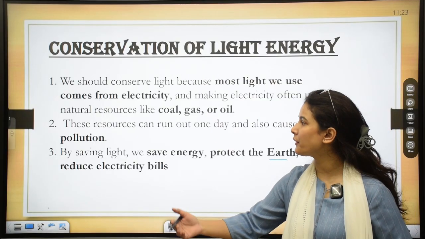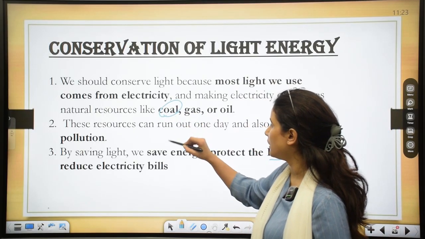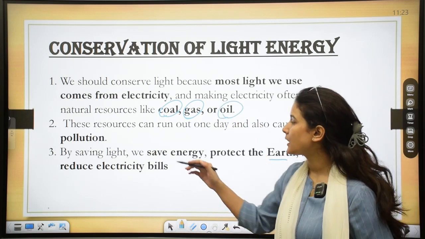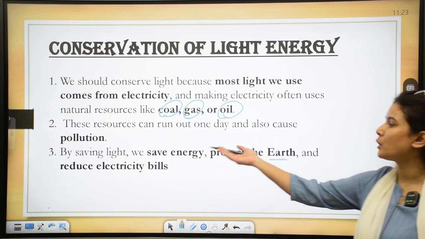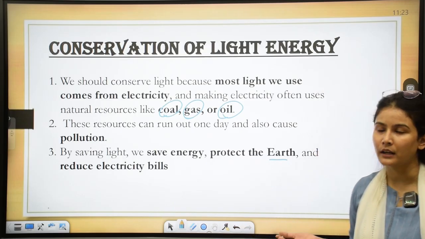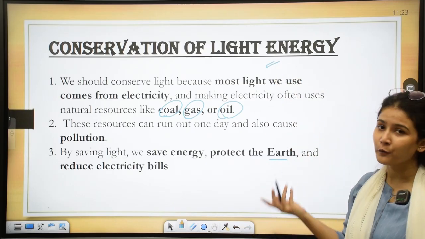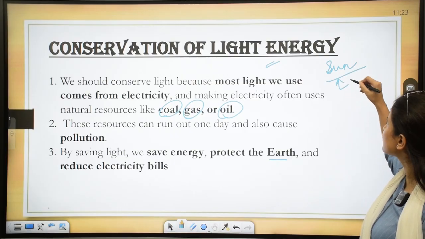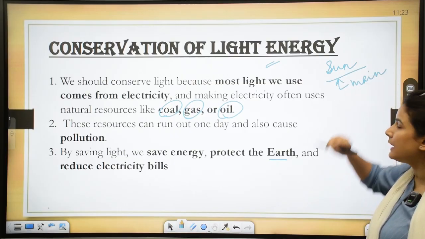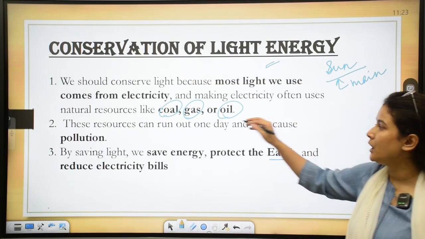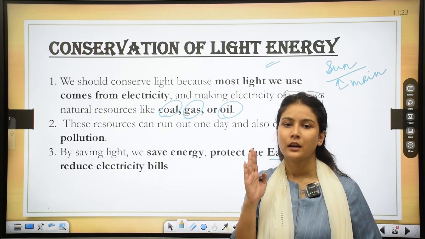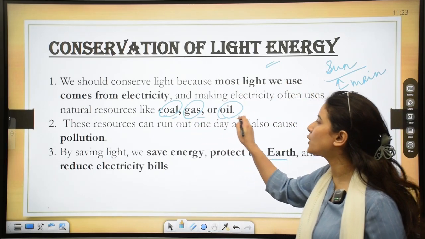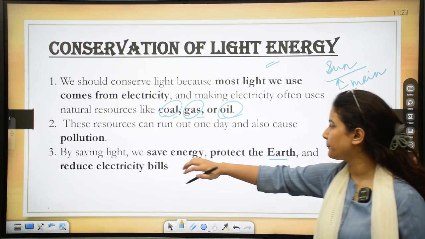Obviously, for the generation of light, we burn a lot of coal, a lot of gas and a lot of oil, which produces a lot of pollution, and we do not want that. And light energy is free of cost because we get it from the sun. And what did we study? It is the main source of light. This is free. You can generate a lot of electricity from the sun instead of burning coal, gas and oil for electricity.